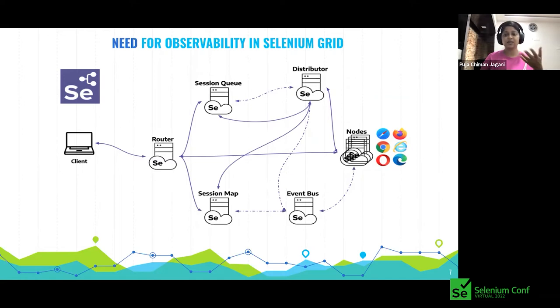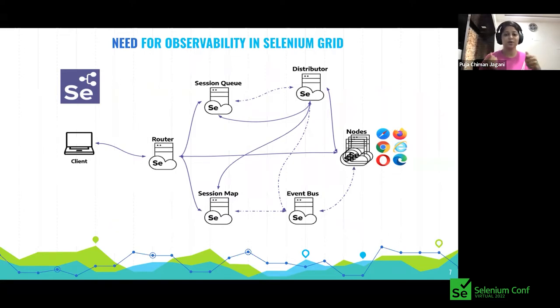So it decides, oh, this is the correct machine. It has less load. It has the browser that it needs. Please go ahead and create a session here and start talking to the browser. It also has the web drivers. And once that is done, we maintain an internal state using something as simple as a session map, right? The entire communication happens by a pub sub model event bus.